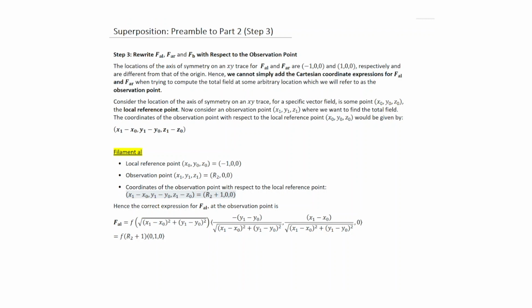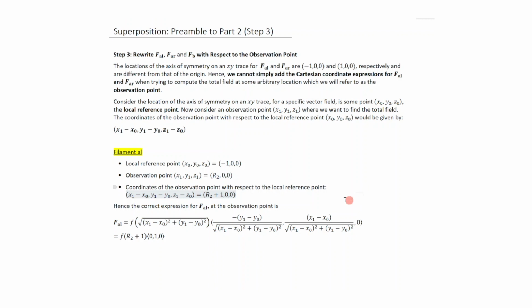The coordinates of the observation point with respect to the local reference point are given by just the difference between the x, y, and z components of the observation point and the reference point. So let's go through each one of the three current flux density sources individually, one by one.